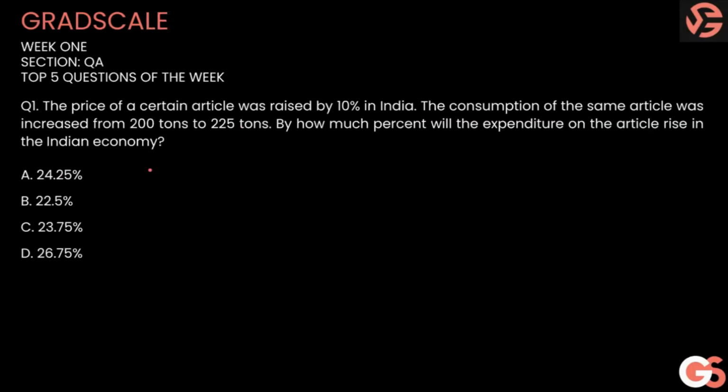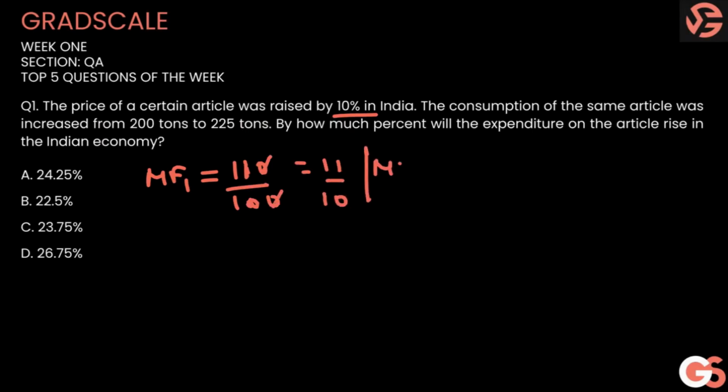For multiplication factors, we'll be writing the first multiplication factor based on the first statement that is given here. Since the price has been increased by 10% in India, the multiplication factor becomes 110 by 100. In the simplified form, it becomes 11 by 10. For the second multiplication factor, we can see in the second statement that the consumption too increased from 200 tons to 225 tons. So the multiplication factor here becomes 225 by 200. That comes up to be 9 by 8.